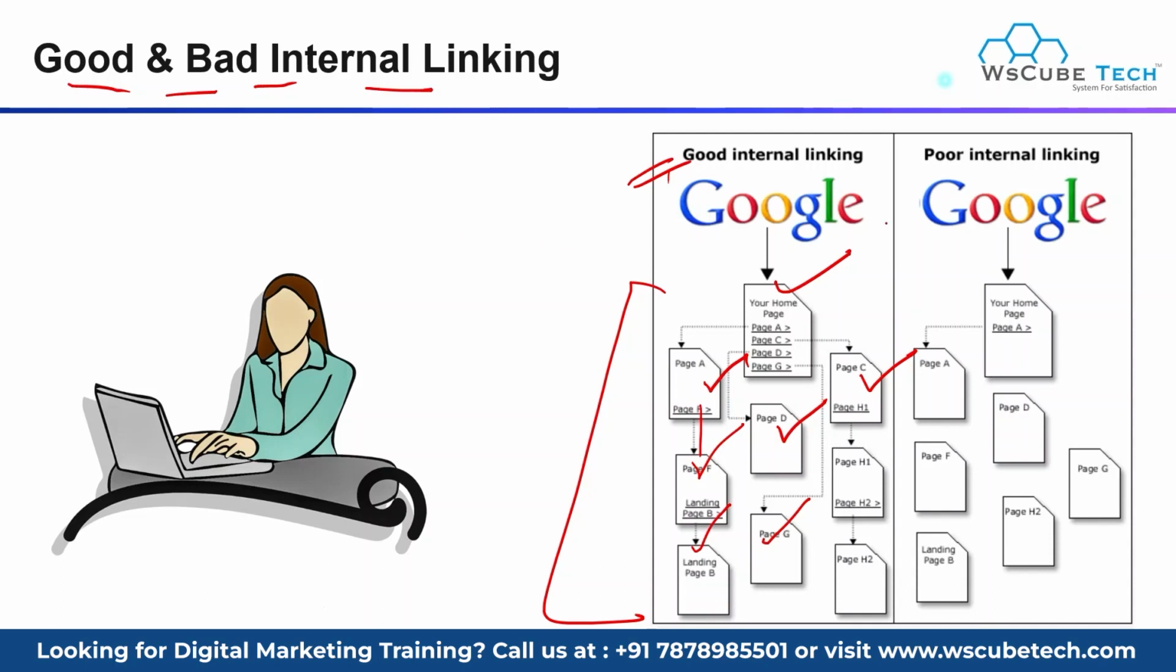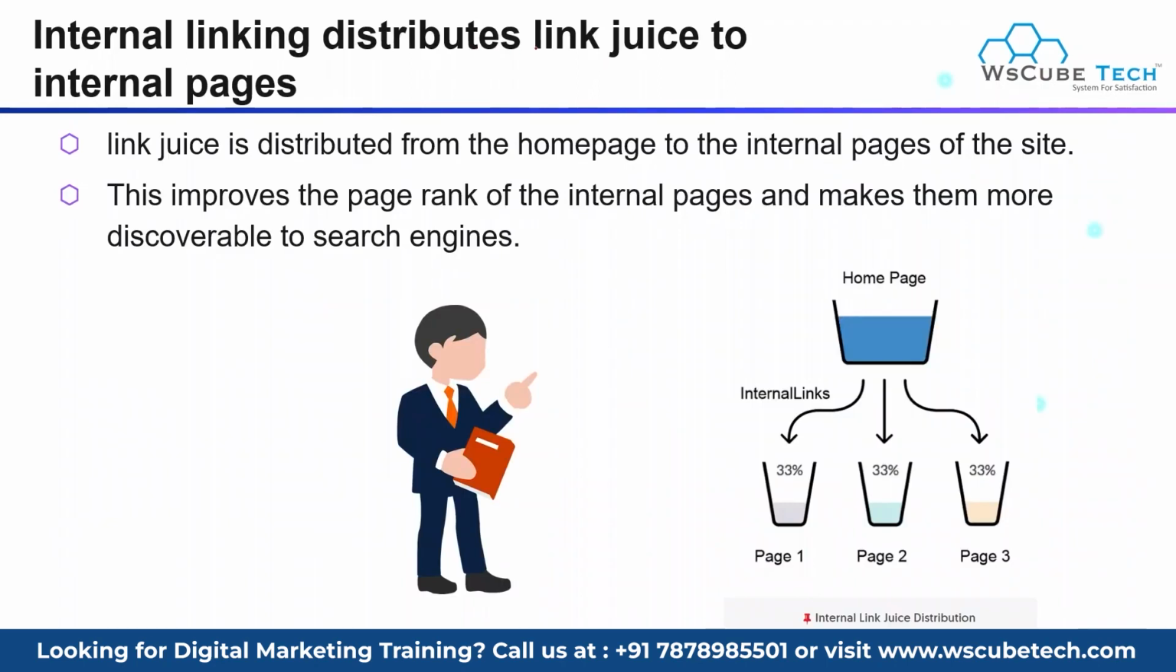In case of poor internal linking, when you have not connected the pages of your website with each other, this is known as poor internal linking. Internal linking distributes link juice to internal pages. Internal link juice is distributed from the home page to the internal pages of the website. Just like you're seeing here, this is your home page, and the internal link juice is distributed between page 1, page 2 and page 3. This improves the page rank of the internal pages and makes them more descriptive to search engines.